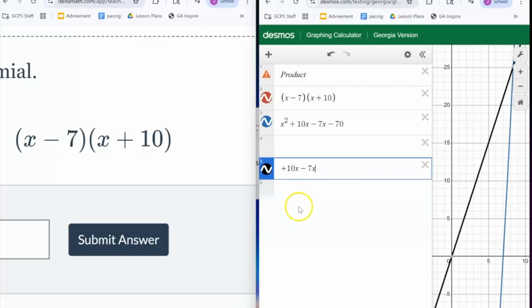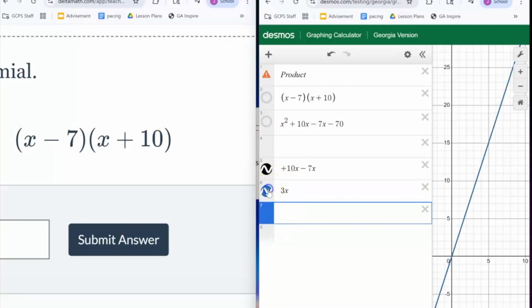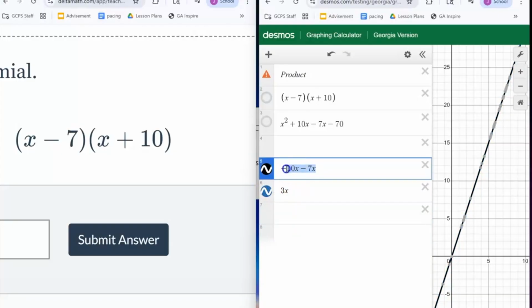And here I'm going to do the work. What is positive 10x plus minus 7x? So 10 minus 7 is 3. So I think it should be 3x. So I'm going to check to see. I'm going to hide these again. Does it match? Yes, it does. So black matches with blue. So I've done this correctly.